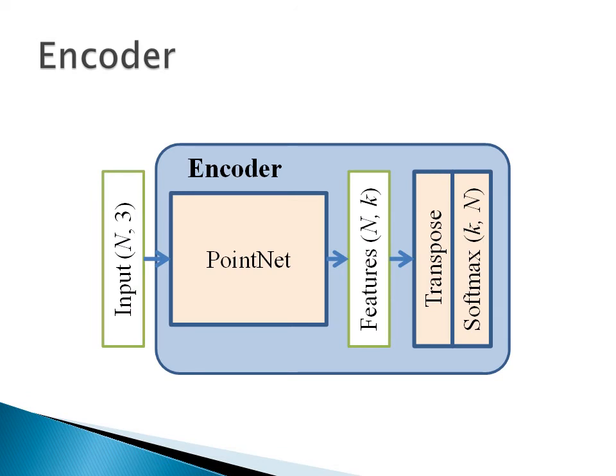Suppose we want to obtain k key points. Then in the encoder, a PointNet is invoked to get k point-wise features. Then the features are transposed and softmax is applied to obtain the probability of each point to be the ith key point. The probability is passed on to the Keypoint Proposal module.